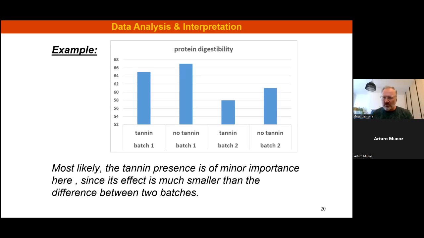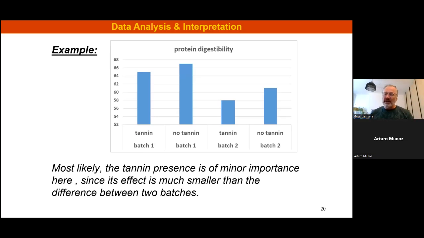This is quite well known, that for a lot of tannins, when you add that to the diet, protein digestibility goes down. But when we talk about the relevance, the importance of that effect, you see that comparing one batch with another, and batch meaning also another type of diet, the batch has a much bigger effect than the tannins themselves. When you compare batch 1 with batch 2, batch 2 is much, much lower, and that effect is more important than the one of the tannins.